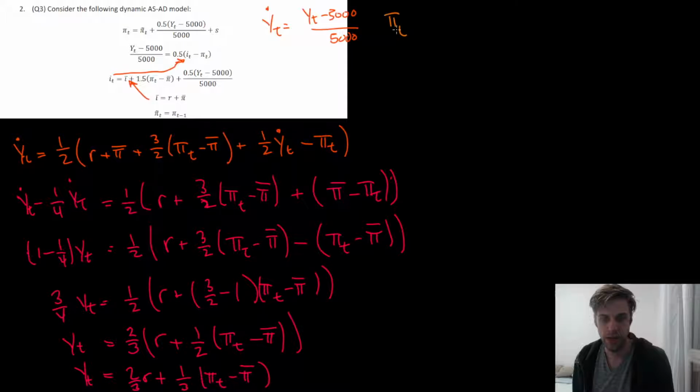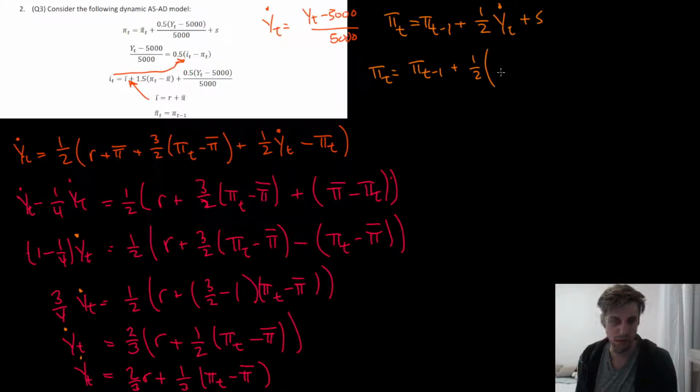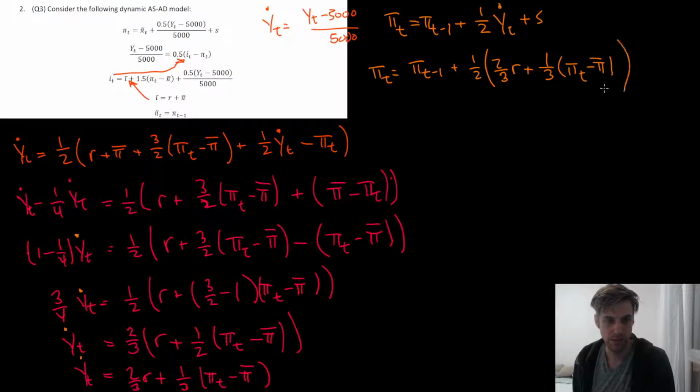So go up here, we have that pi t is equal to pi t minus 1 plus 1/2 yt dot plus s. And this is a dot here. I apologize. There should be dots everywhere. So we have that pi t is equal to pi t minus 1 plus 1/2, and I can substitute in my formula for yt dot. That's going to be 2/3 r plus 1/3 pi t minus pi bar, plus s.